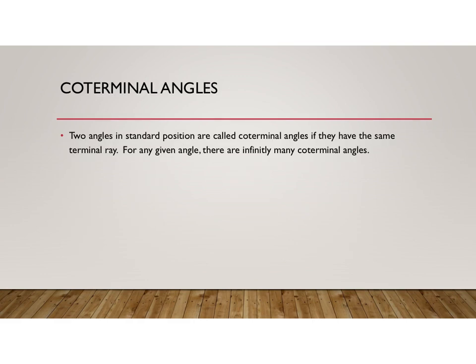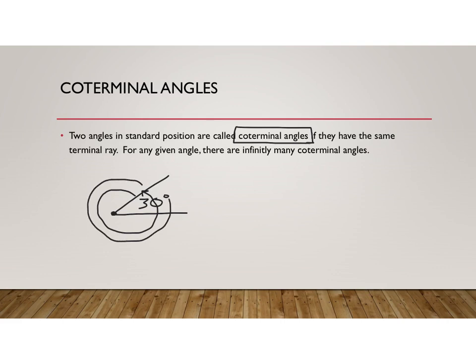Coterminal angles. These are 2 angles in standard position are called coterminal angles if they have the same terminal rays. So for any given angle, there are infinitely many coterminal angles. So for example, if I have an angle of, let's say, 30 degrees, but then I rotate this all the way around again, that would be like adding 360. And I could do that an infinite number of times to get angles that are in the exact same position.